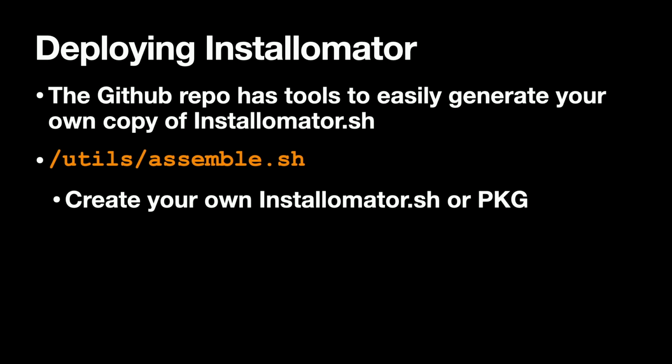The GitHub repository has tools already created for you to assemble your own version of Installomator, including a package. So if you don't like the idea of giving your computers 800 recipes to install all of that software, you only want to give these specific 10 and then maybe 2 more you built yourself that are only for internal use, you can use the assemble script to build your own Installomator script and distribute that to your workstations.